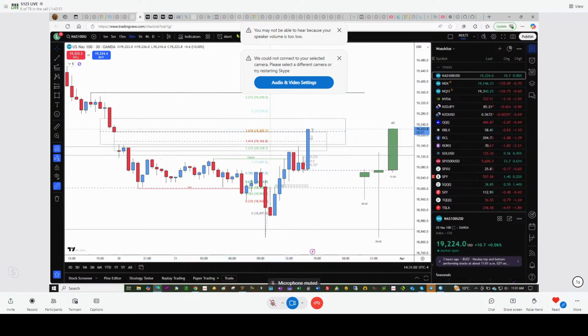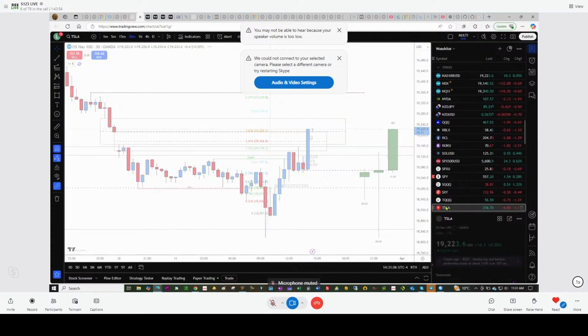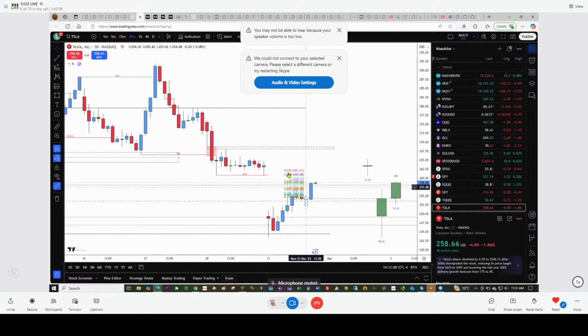Tesla also has that gap from Friday. Let me get rid of this. So Tesla, on Friday, we closed there and then we opened on Sunday right there. So that gap is huge. And we've already gone up halfway of it. So we're heading back to the highs of those gaps. Could come back into this gap here.